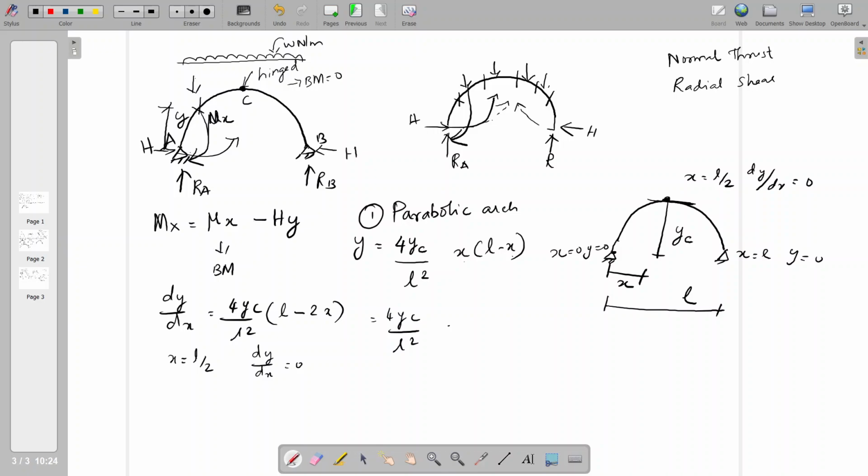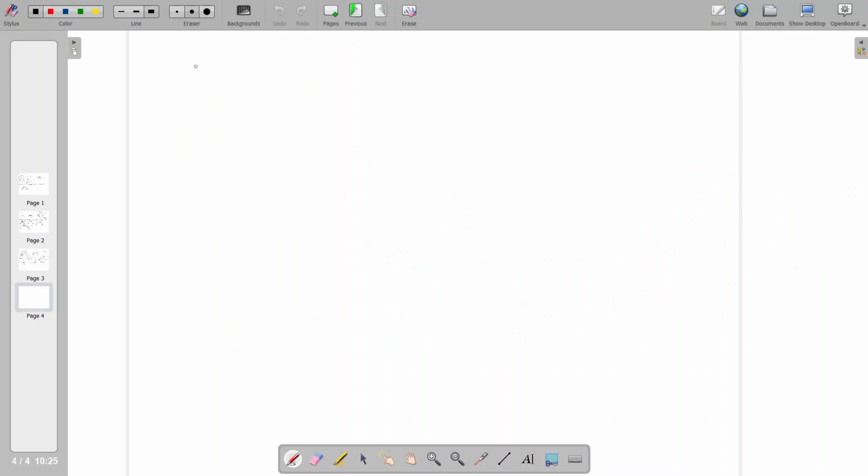4yc by L square, L minus 2 into L by 2. So L minus L will be equal to 0. Then dy by dx equal to 0. So it has been proven that at the crown point, the slope is equal to 0. From this parabola type of arch, we can prove the slope at the crown point is equal to 0. Then I am going to explain the normal thrust and radial shear from this point.